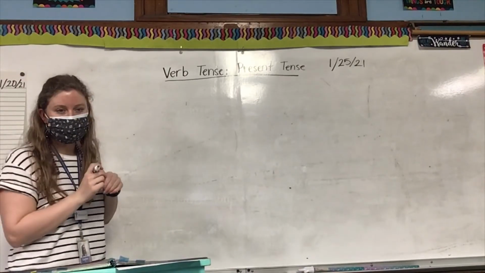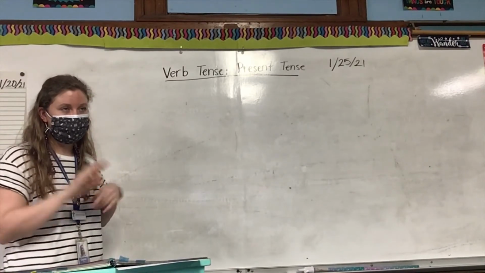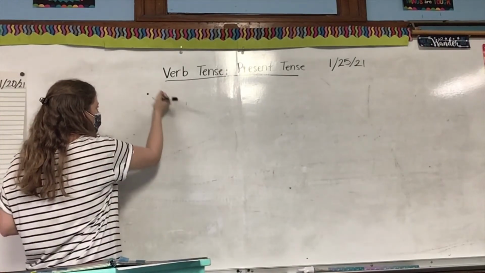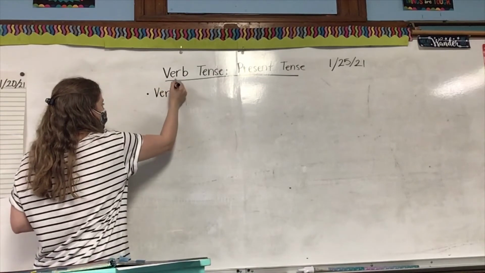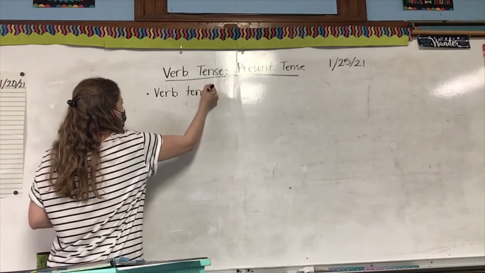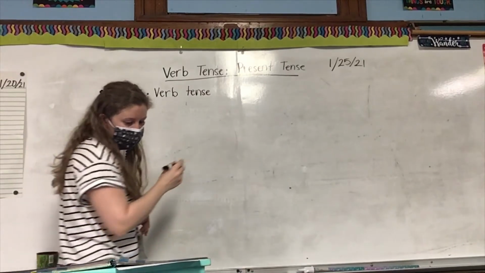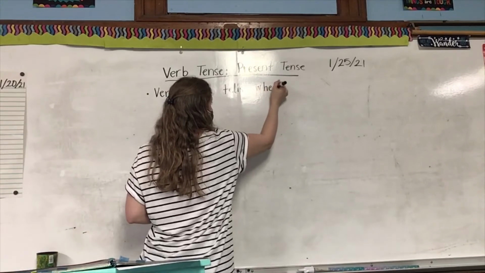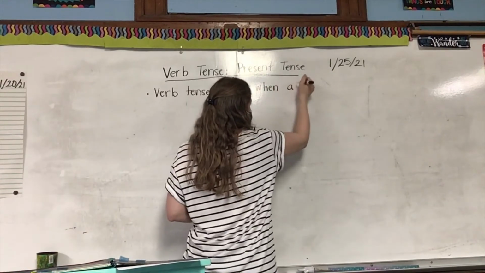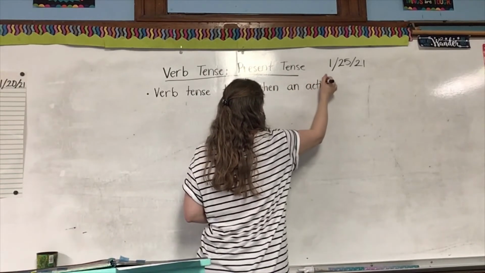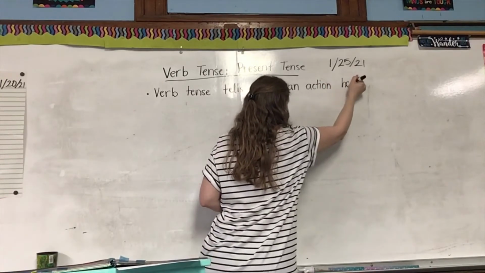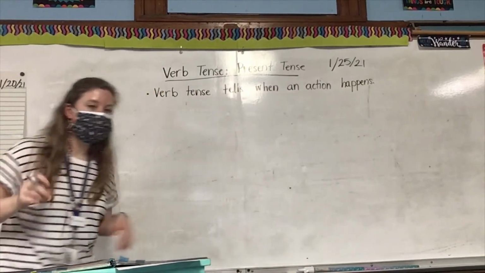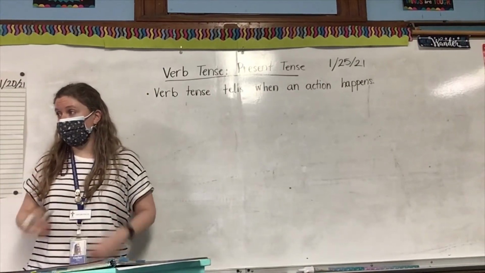So first of all, what is verb tense? Verb tense tells when an action happens. Ouch. Okay. So verb tense tells us when an action happened.